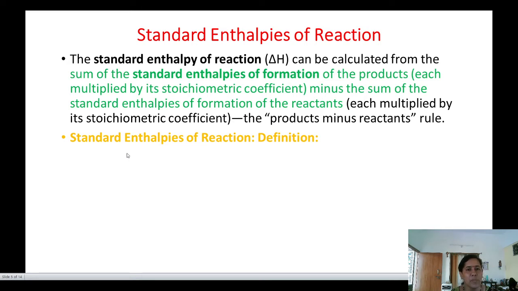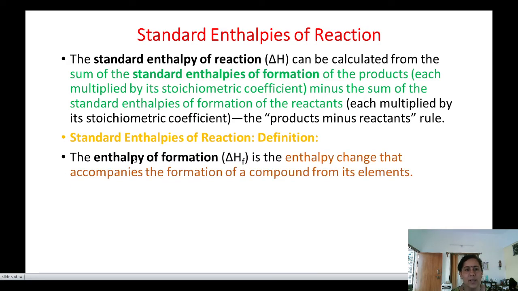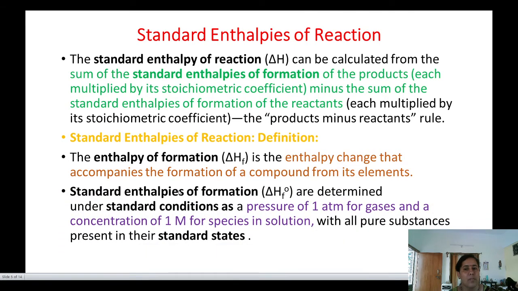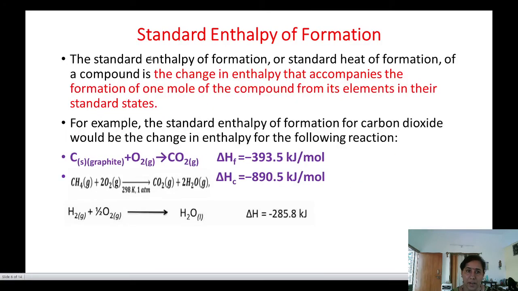The enthalpy of formation is the enthalpy change that accompanies the formation of a compound from its elements. The standard enthalpy of formation, denoted by delta H f with a superscript zero, is determined under standard conditions: a pressure of 1 atmosphere for gases and a concentration of 1 molar for solutions, with pure substances present in their standard state.